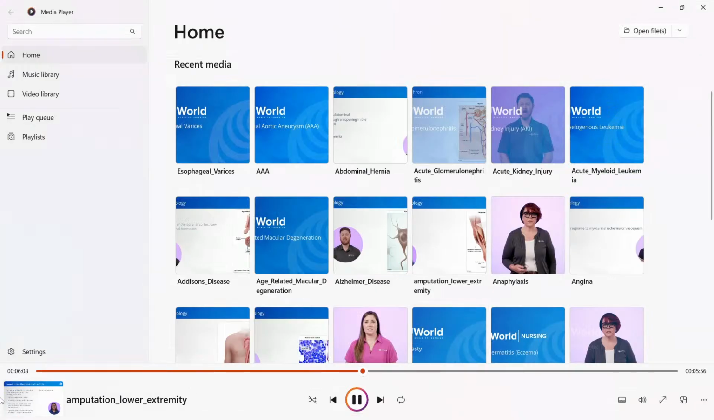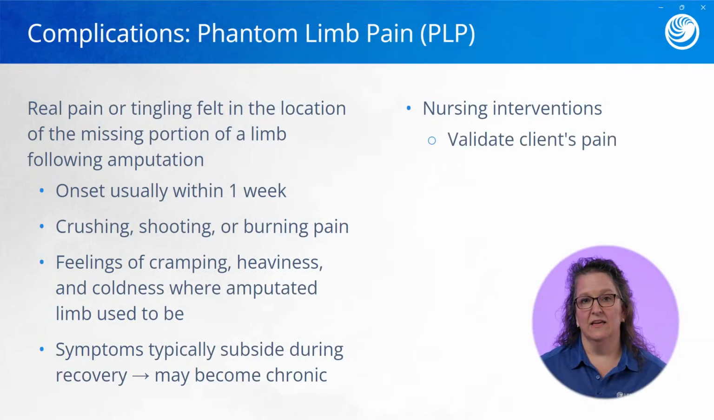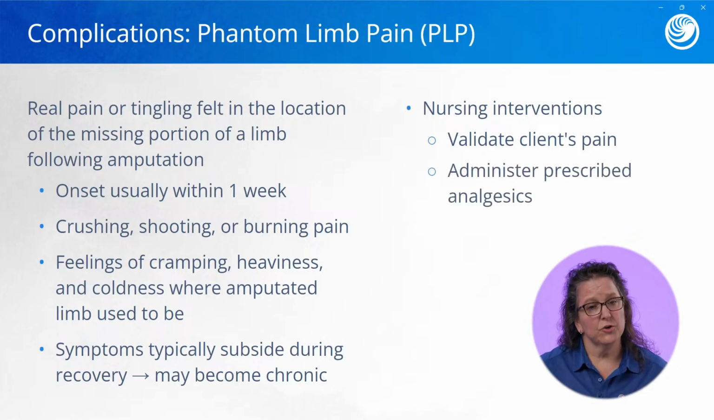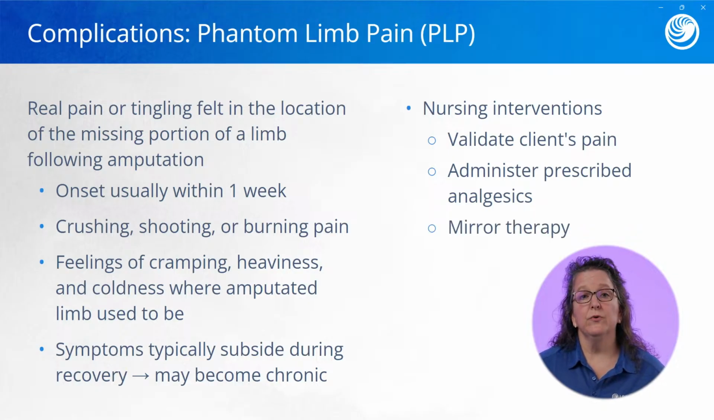Nursing interventions for phantom limb pain include validating the client's pain. This is very real for the client. We don't want to be dismissive to their pain. We can administer prescribed analgesics, and then we can encourage them to do mirror therapy. For some clients, mirror therapy will decrease that phantom limb pain. The mirror therapy is thought to provide visual information to the client's brain, and it replaces sensory feedback from the missing limb.